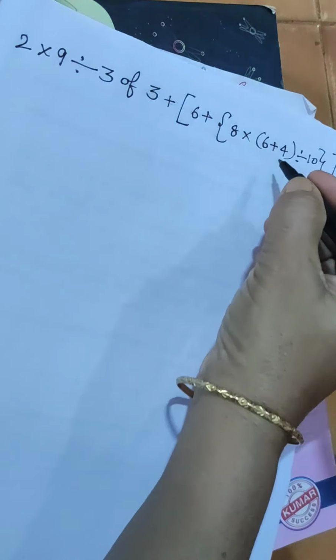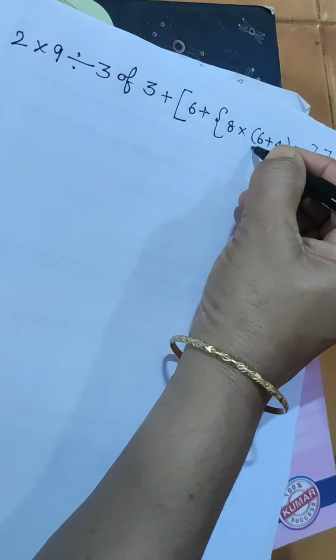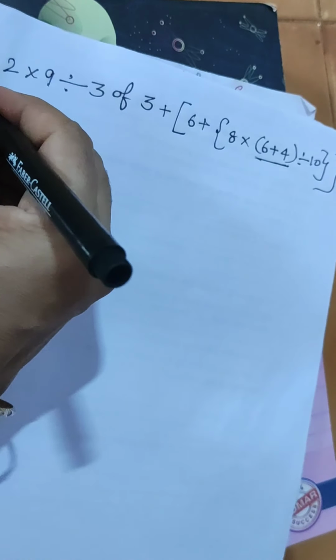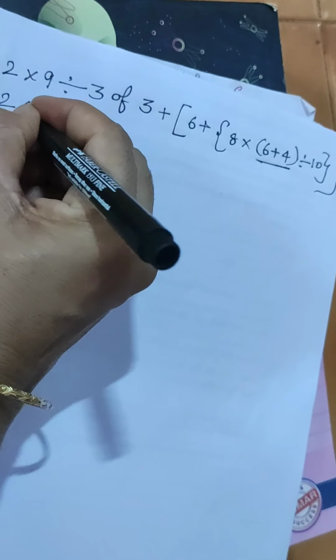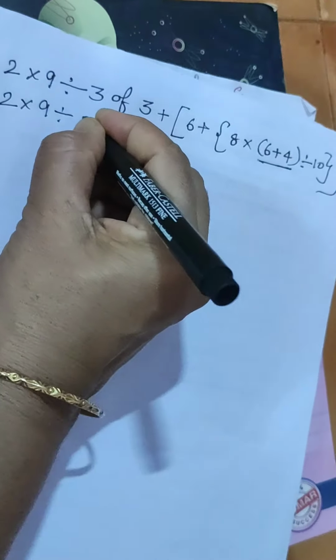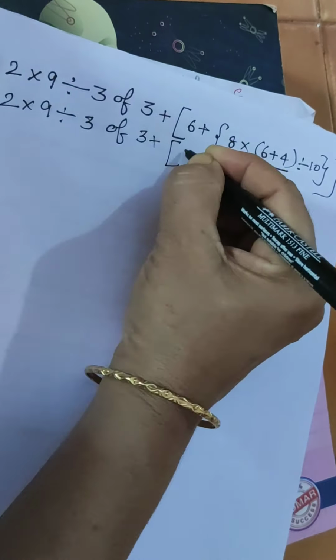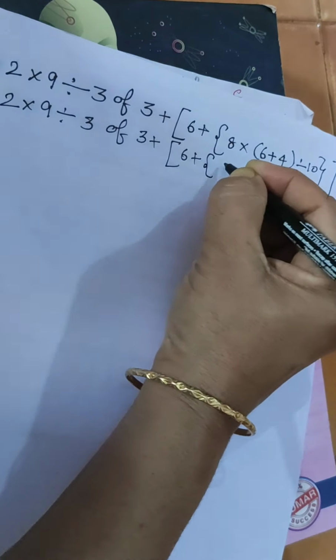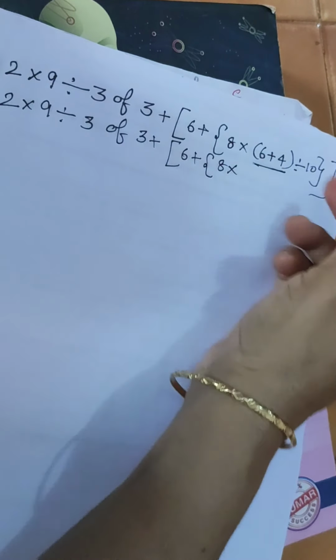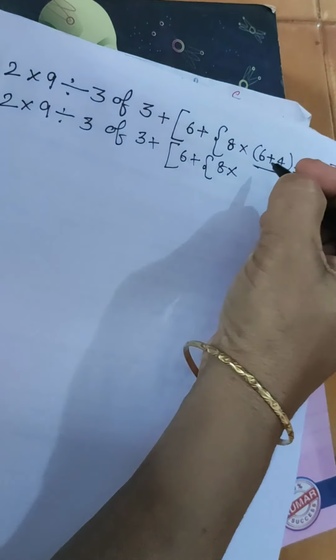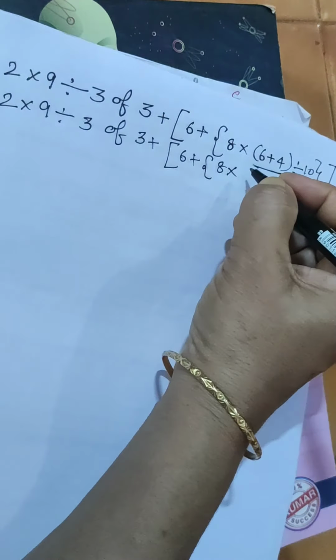Underline it. The remaining you write as it is. Put the equal sign. The remaining you write as it is. Eight multiplied by 6 plus 4, which is 10. Once it gets over, remove the bracket. Don't write the bracket again. 6 plus 4 is equal to 10.